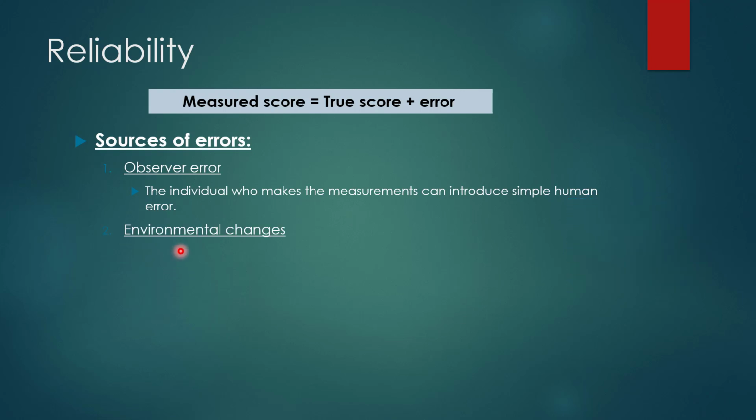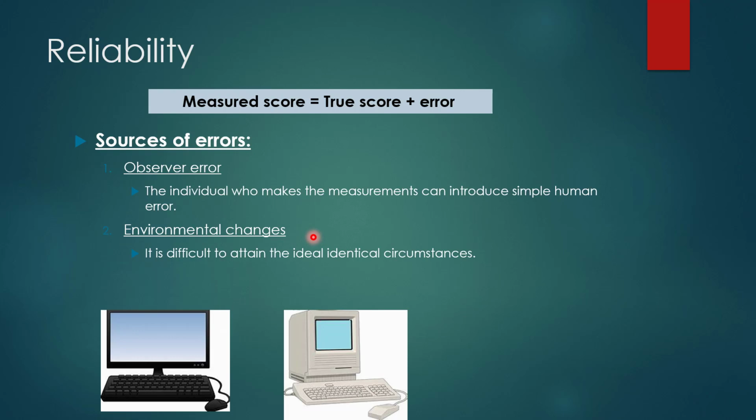In addition, there could be environmental changes that induce error. It's really hard sometimes to attain the same identical circumstances. So maybe in one room you have students taking some sort of test on a computer, but you have this old-fashioned computer, and at another end, which has faster processing, or in another room you have a nice new modern type of computer.